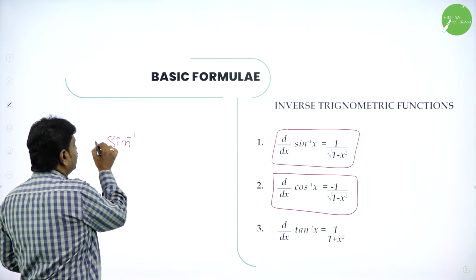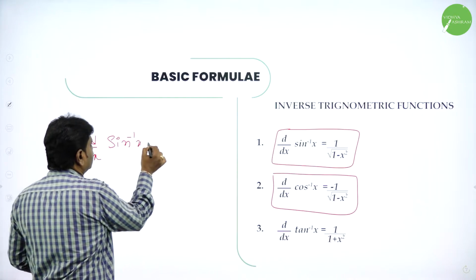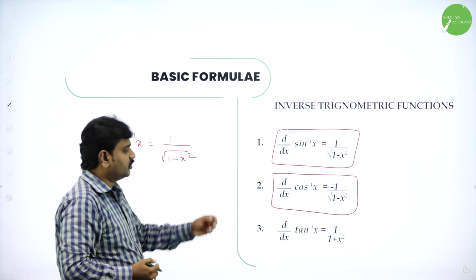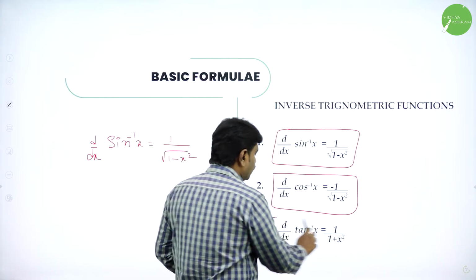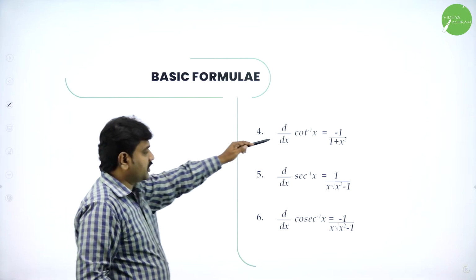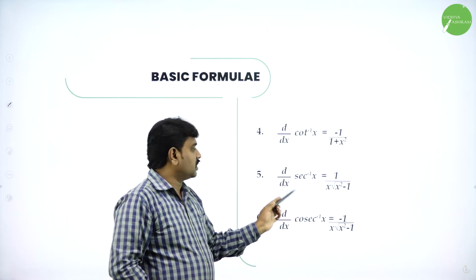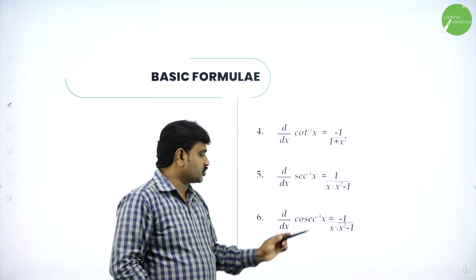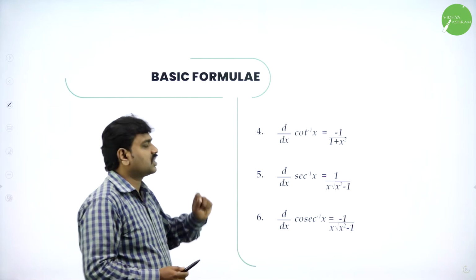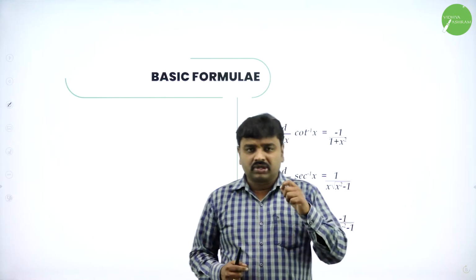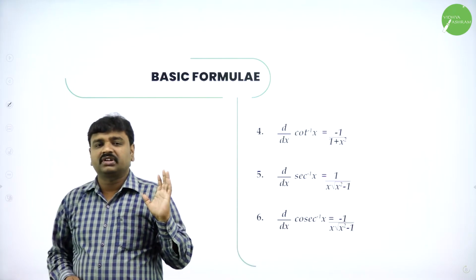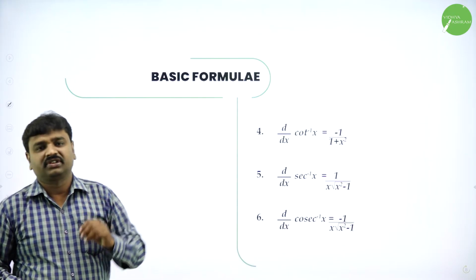The derivative of sin inverse x is 1 by root of 1 minus x square, and of cos inverse x is negative of that. The derivative of tan inverse x is 1 by 1 plus x square, and of cot inverse x is minus 1 by 1 plus x square. Secant inverse x is 1 by x into root of x square minus 1, and cosecant inverse x is minus 1 by x into root of x square minus 1. So inverse trigonometric functions are also included, but you should be thorough with the standard functions and trigonometric functions for my next session.